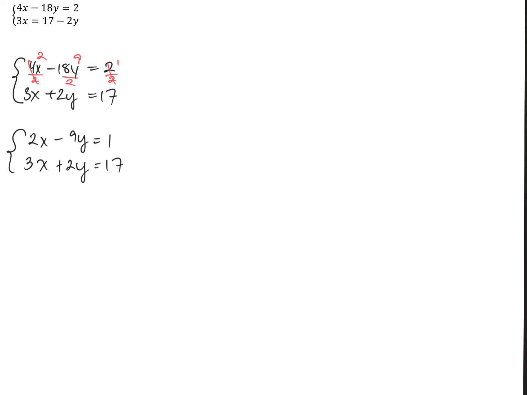Which variable do we decide to eliminate? That's always a question. Well, my personal opinion is I like to pick the variable that has the smallest numbers total in front of it. So the 9 and the 2 are kind of big, and the x has a 2 and a 3. So you know what? I'm going to choose to eliminate x because there's only a 2 and a 3. Those are smaller numbers. So our plan, eliminate x.